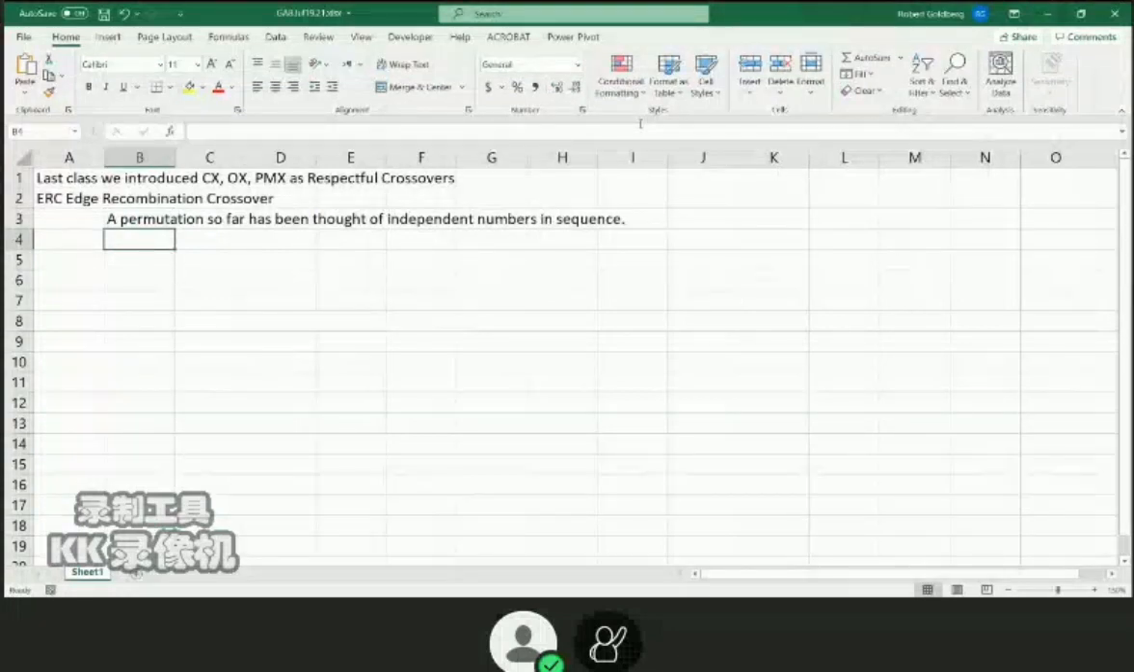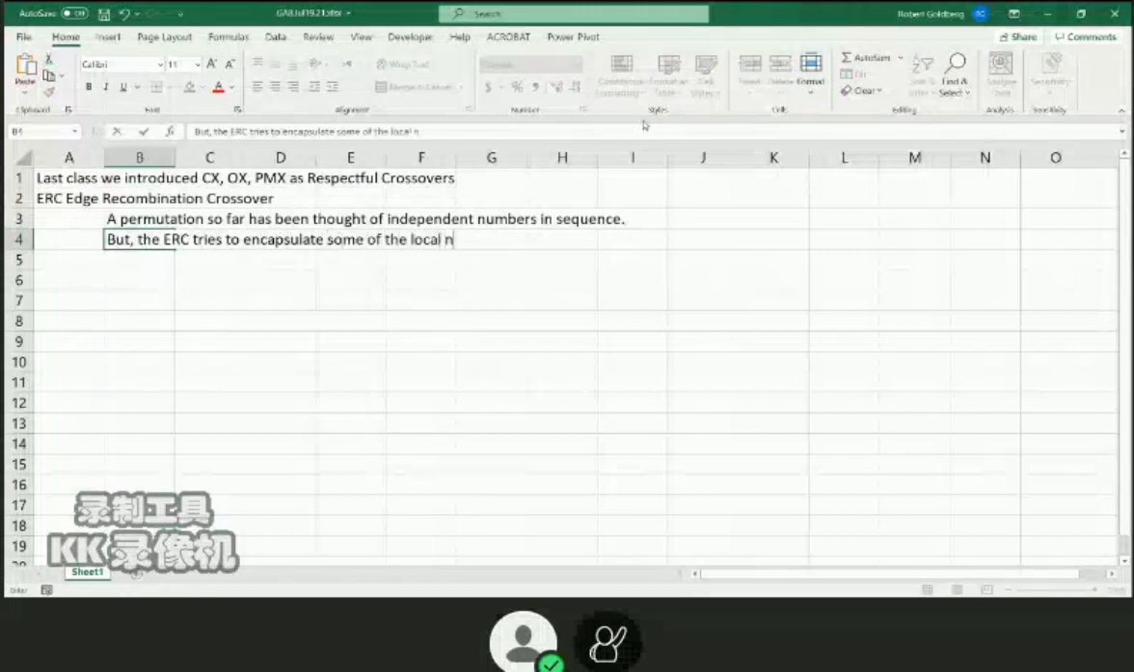The reason I say independent is that there is no local neighborhood. You don't look at the number before and the number afterwards and say, oh, they might be related to the number in the middle. But the ERC uses that type of information. The ERC tries to encapsulate some of that local neighborhood information. That's the idea. And then people take this and ask, well, why stop there? Maybe it's the neighborhood of the neighborhood, and you can imagine things get pretty wild after a number of years of research. Okay, so encapsulate some of the local neighborhood information.